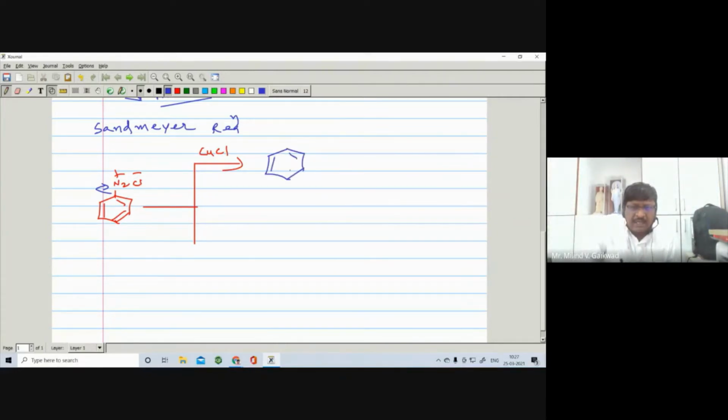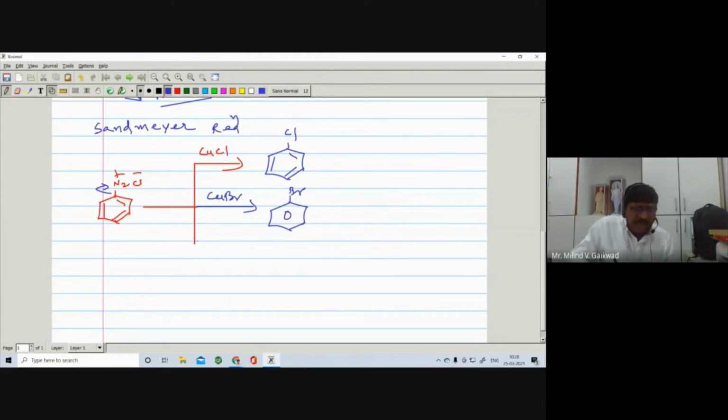So this reaction is called a Sandmeyer reaction. Similarly, if you treat with CuBr, just changing the reagent to CuBr, then there is an attack of Br and you are getting bromobenzene. If you treat with KI, the next reagent, then the iodine will attack on the benzene and there is a removal of nitrogen, and here is iodine.